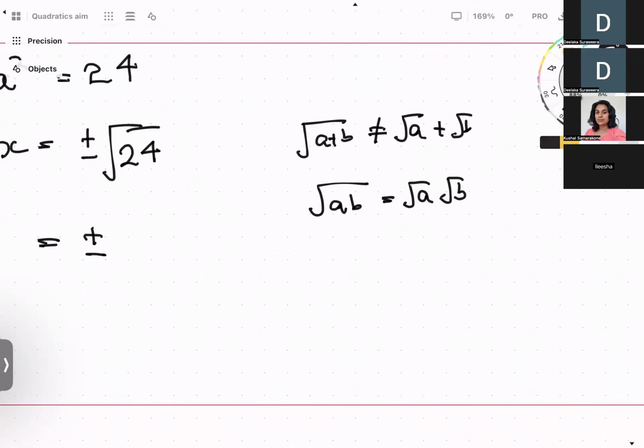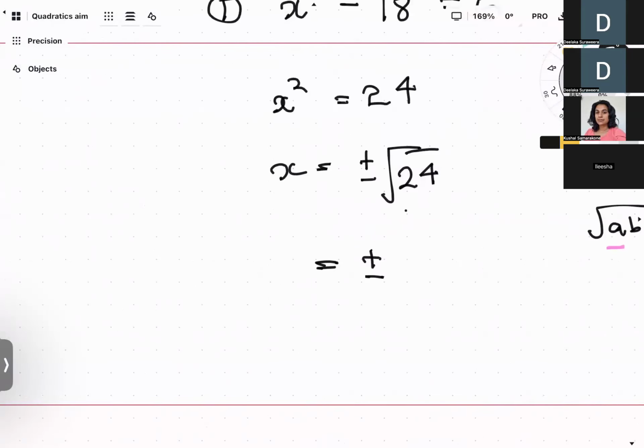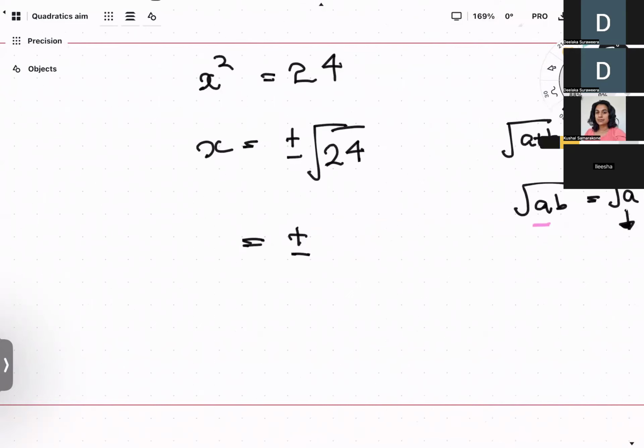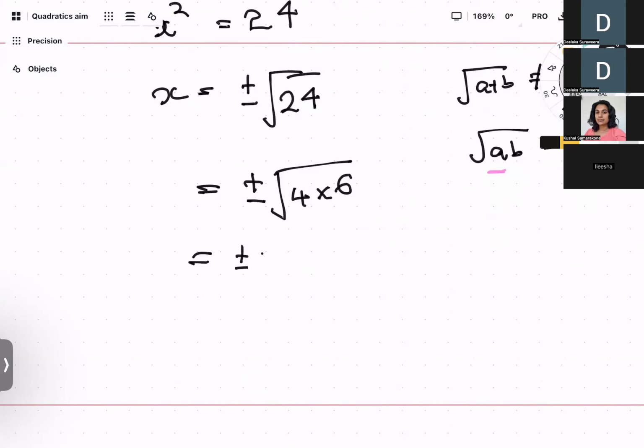Now, why is this good? Well, if you have a square, let's say a is a square number, when you get root AB, you have root A times root B, but root A would be a whole number. So if you find a square factor here, and you factor it out and separate them, that surd will become a whole number. A square factor of 24 would be 4. So it's 4 times 6. And then that's root 4 times root 6. But root 4 is just 2. So it's plus or minus 2 root 6.